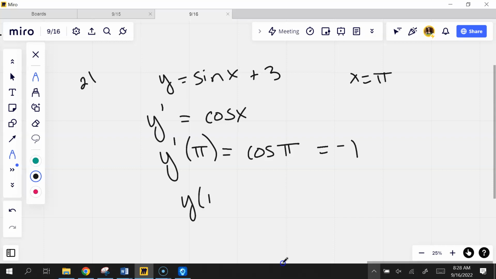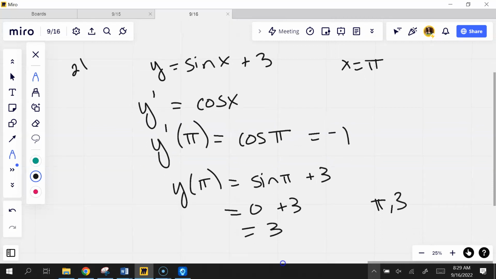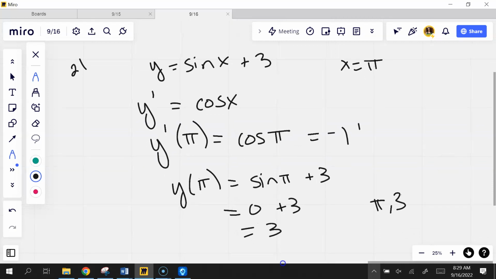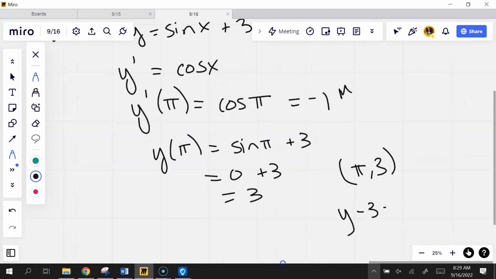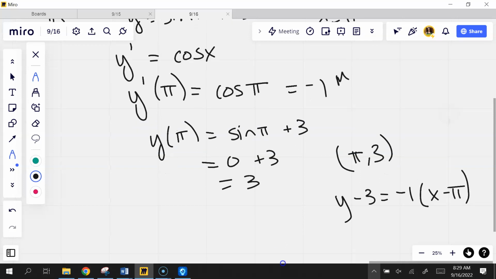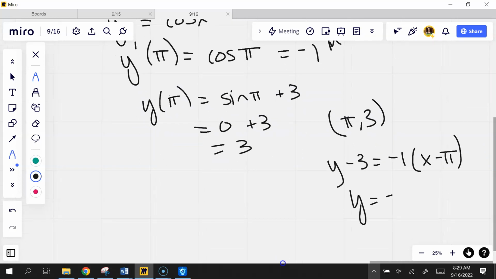I also need a point because I need a point and a slope. So y of pi. So sine pi plus 3. What's the sine of pi? 0. Plus 3 is 3. So my point is pi, 3. So there is my slope and my point, and I'm just going to plug in. What line is this? Tangent. This is the tan line.